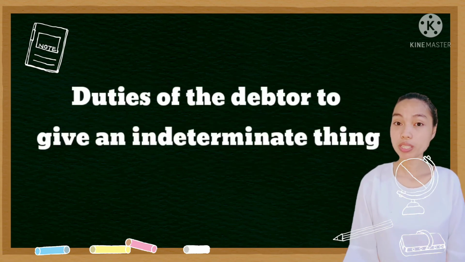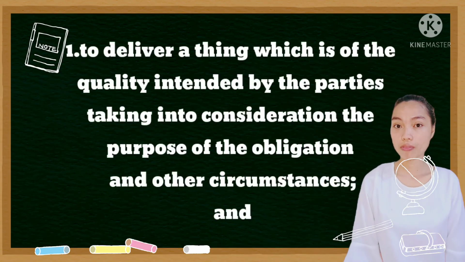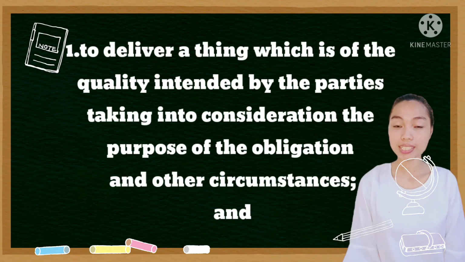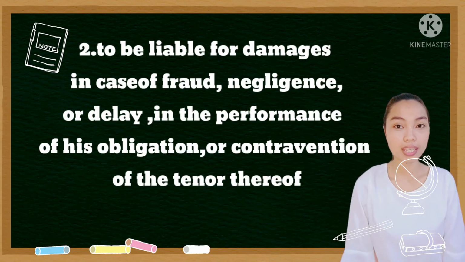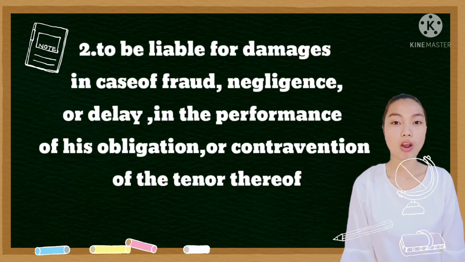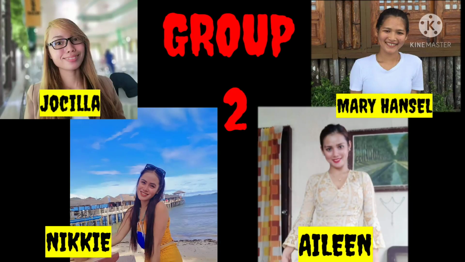Duties of the debtor to give an indeterminate or generic thing. First is to deliver a thing which is of the quality intended by the parties, taking into consideration the purpose of the obligation and other circumstances. And second, to be liable for damages in case of fraud, negligence, or delay in the performance of his obligation, or contravention of the tenor thereof. That's all. Thank you and God bless us all.